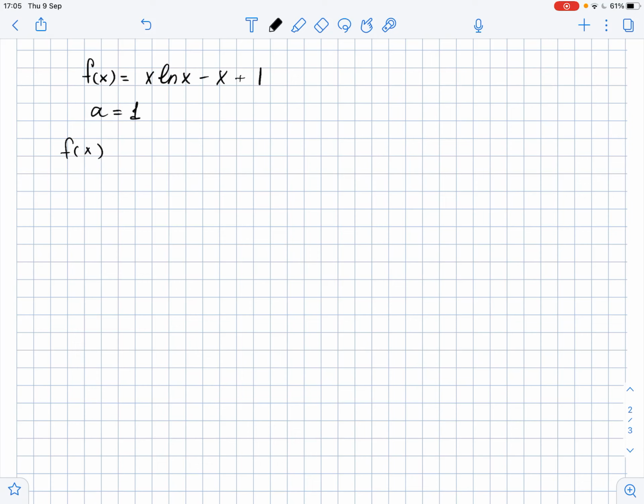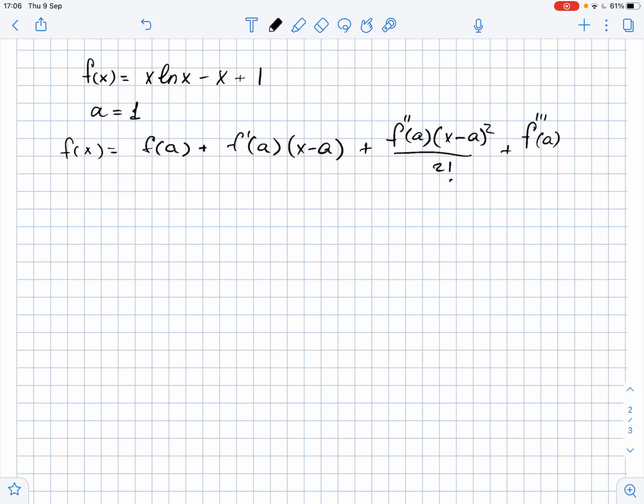So f of x equals f of a plus f prime of a times x minus a plus the second order derivative of f of a times x minus a squared over 2 factorial plus the third order derivative of f of a times x minus a cubed over 3 factorial and so on.